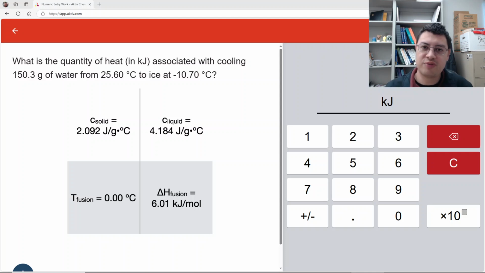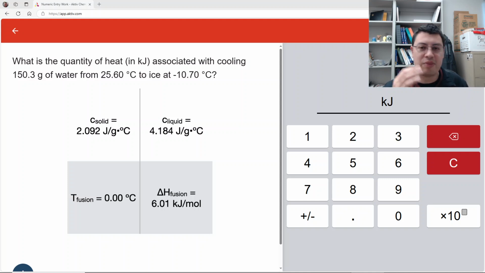All right, so in this problem, they're asking us to calculate the amount of heat associated with cooling down something. Notice they didn't use language like amount of heat released. If they did that, then it'd be a positive number. But they're just asking, hey, what's the amount of heat associated with the process? That means they're leaving it to us to figure out whether the answer should be positive or negative.